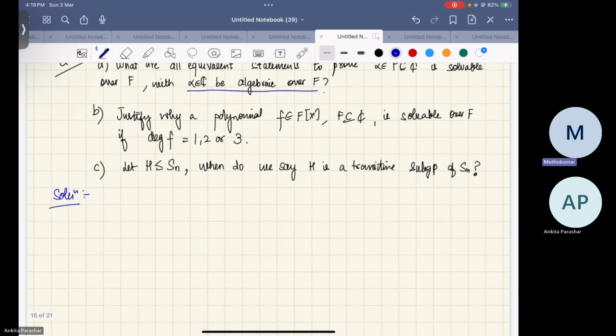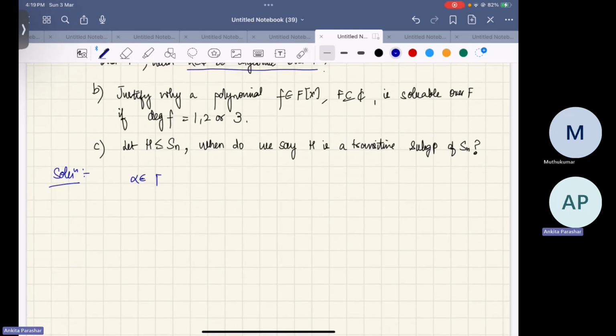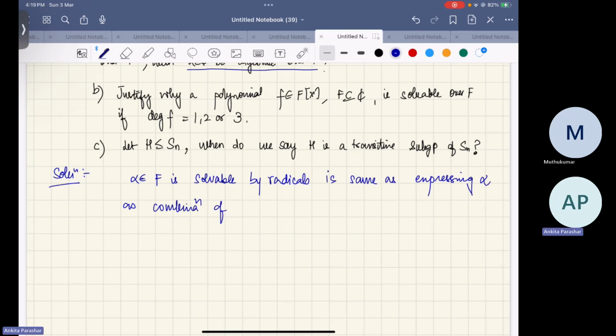Let me write, okay. So we say alpha in F is solvable by radicals, which is the same as expressing alpha as a combination of, and maybe I should write, expressing alpha in terms of plus, minus, multiply, divide and radicals of elements of F. So I think you see what I want to say here.